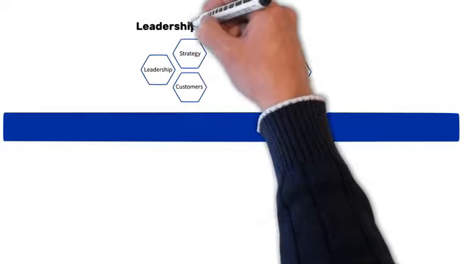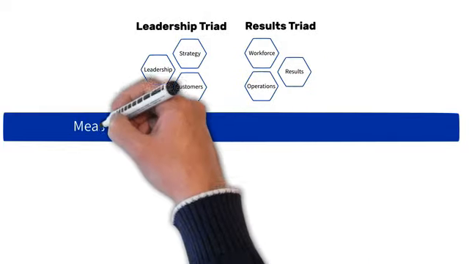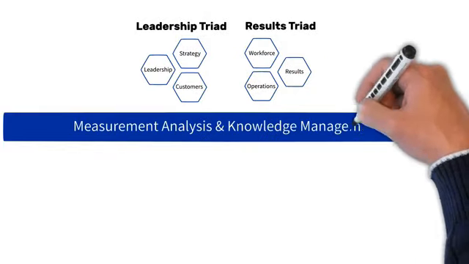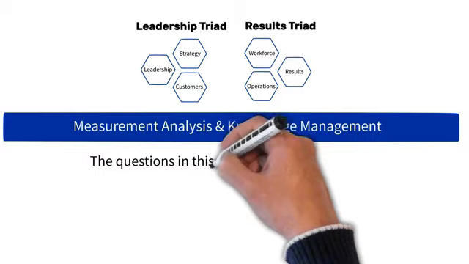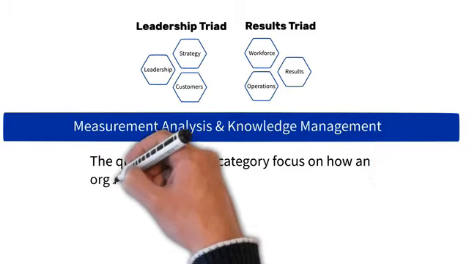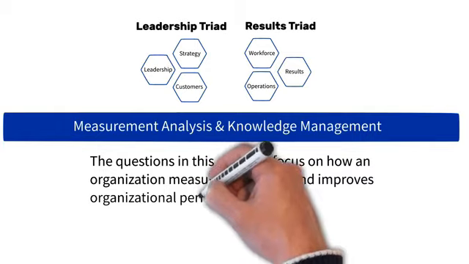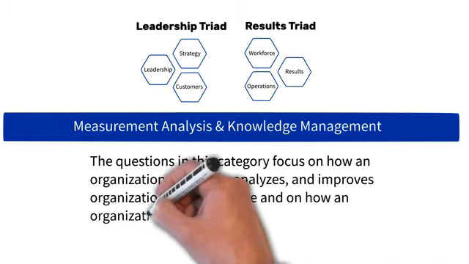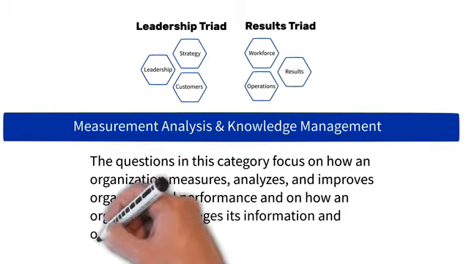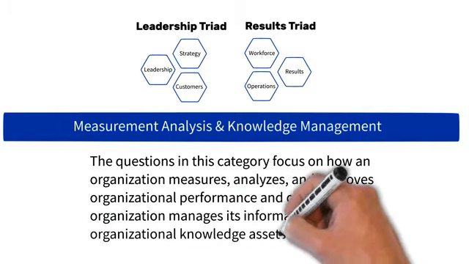At the foundation of the categories of both the Leadership and Results Triad is measurement, analysis, and knowledge management. The questions in this category focus on how an organization measures, analyzes, and improves organizational performance, and on how an organization manages its information and organizational knowledge assets.